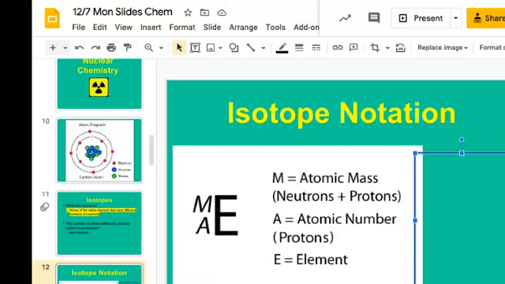Okay, so just take a look right here. I pulled some screenshots from our PhET simulation. So we have carbon 12 and carbon 14. What I want to hear from you, either type in the chat or unmute and let me know: how are these two different? What's different between carbon 12 and carbon 14?